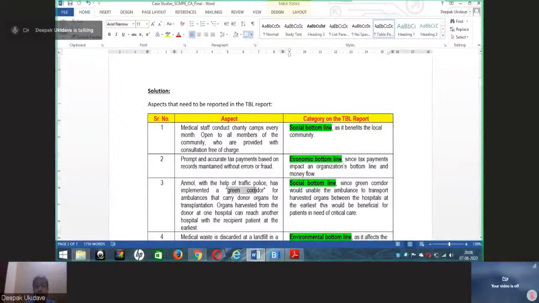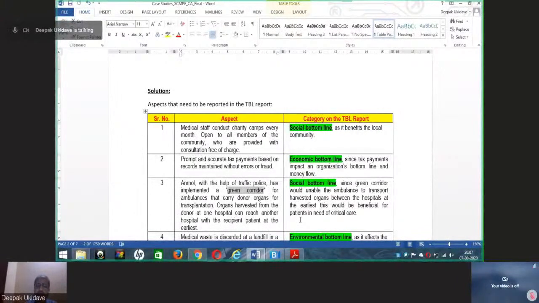Though it is called green corridor, ultimately the purpose is for the society and therefore it is not environmental. Sometimes it's given to twist. Some of you might have written it is environmental bottom line. Now that is not correct. This word green corridor is there doesn't mean it is environmental bottom line. This is not for the environment. Understand the end result, the outcome, the purpose with which this facility has been provided.